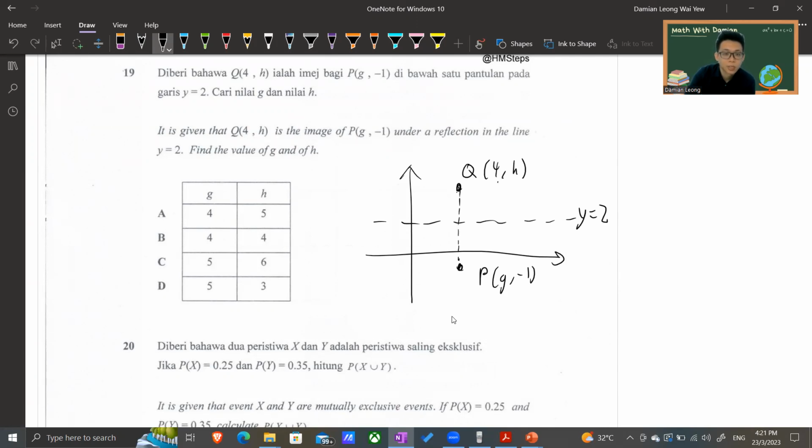4 and G must be the same. So G is 4. H, from here to here and from here to here should be the same. So from negative 1 to 2 is 3. From 2 to H should also be 3. So H is 2 plus 3, 5. So G is 4, H is 5. Yeah, answer B.